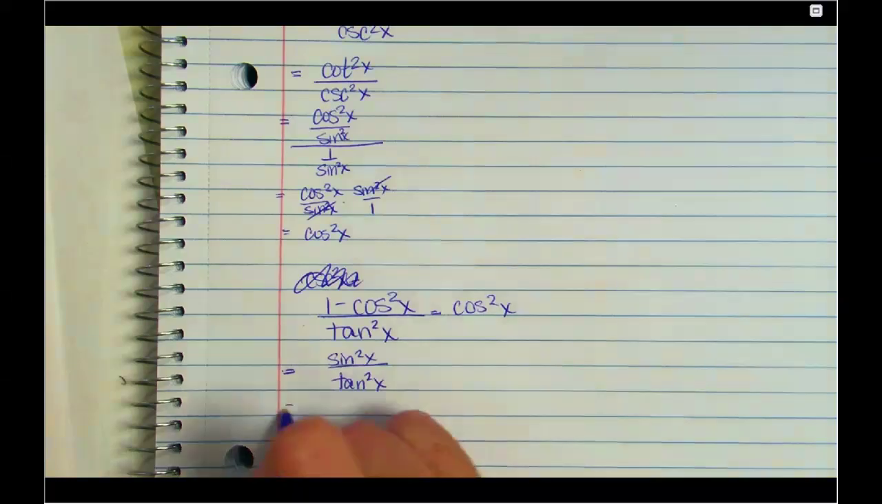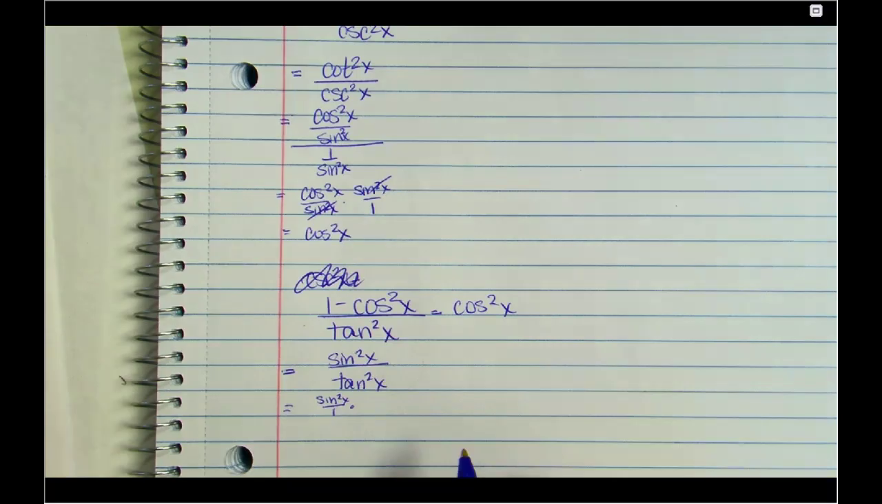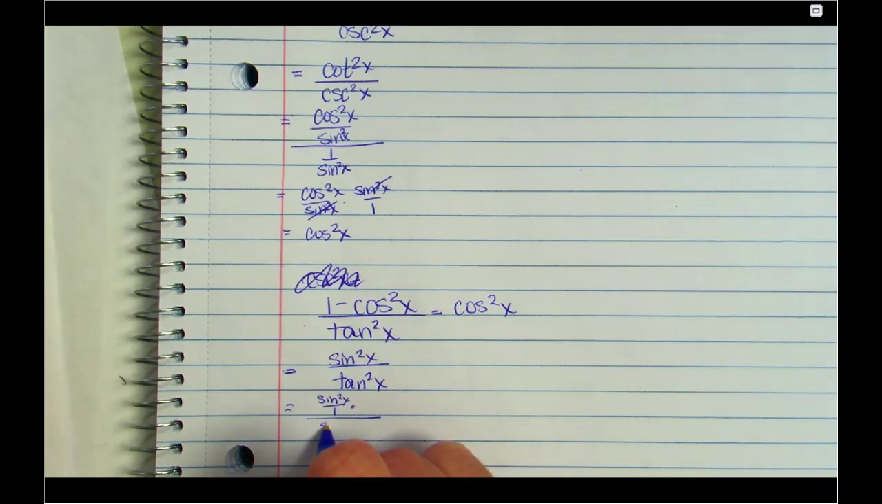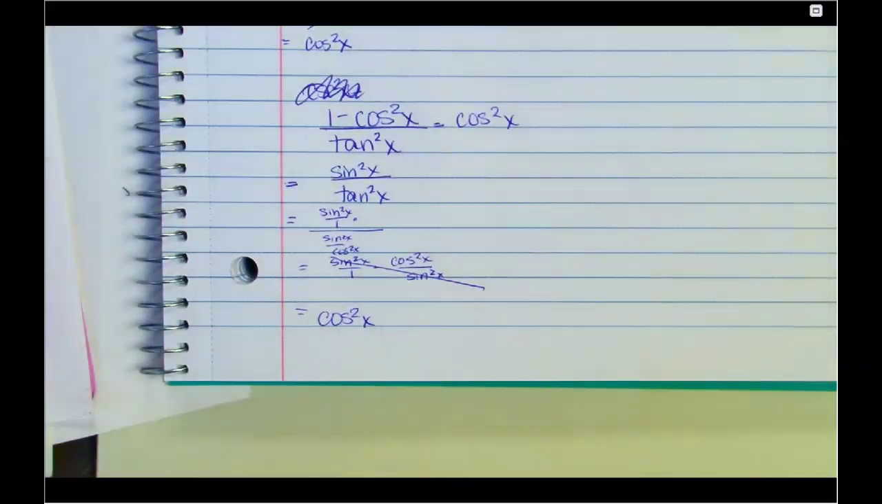Now you've got sines and cosines. So that's sine over 1 times, well, this would be sine squared over cosine squared. So keep switch flip. So sine over 1, cosine squared over sine squared. What happens there? We can cancel. And equals cosine squared. There you go. Cosine squared. Okay. 2 more.